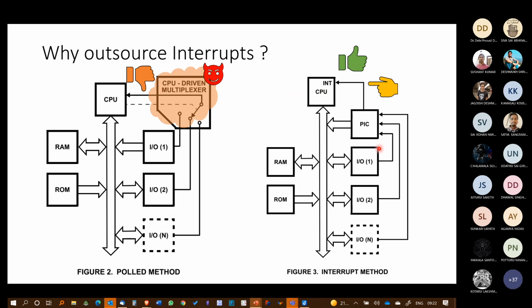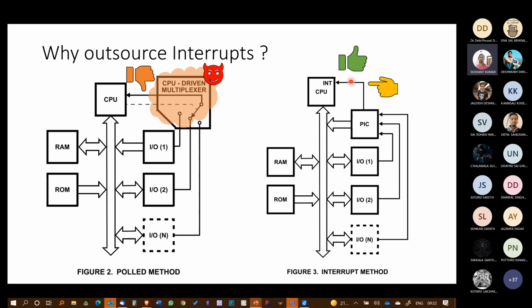But anyway, so now the IO1 is connected to a peripheral interrupt controller, IO2 is connected to a peripheral interrupt controller, and ION is connected to a peripheral interrupt controller. And the peripheral interrupt controller should talk to the CPU through which interrupt pin? Now I think this answer should come from you. Which interrupt pin is this pin? Is it TRAP? Is it RST0? Is it RST 4.5? Should be INTR. It should be INTR.